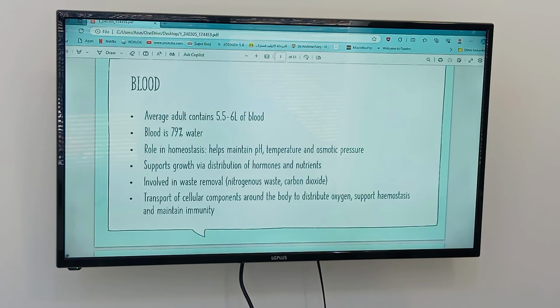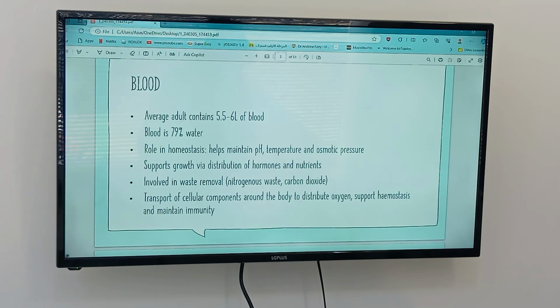Blood. As we know, the blood in the adult contains 5.5 to 6 liters, and it's composed of 79% water. Its role in homeostasis means it helps maintain pH, temperature, and osmotic pressure.